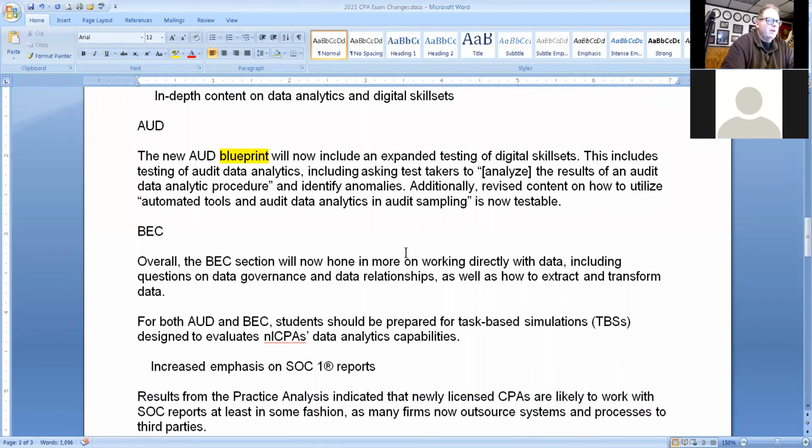I have it. So the blueprint is now going to have expanded testing of digital skill sets, so this will be more focused on computerized stuff. This includes test taking audit data analytics, where they give you data that they want you to analyze. And again, this is kind of new, uncharted territory, and it'll be interesting to see how it comes out.